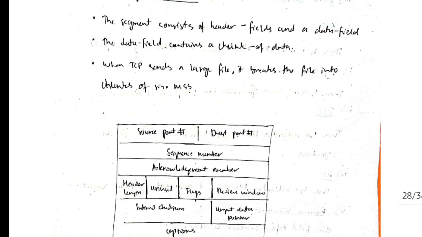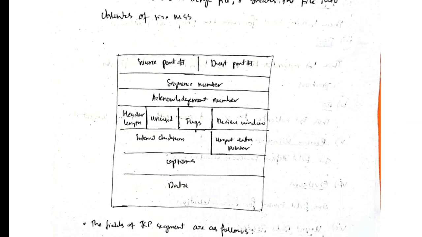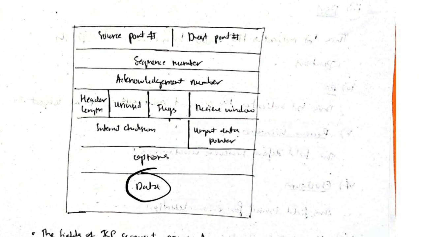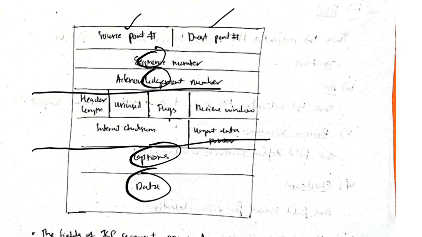Okay, so here, as in the previous one, like in UDP also, this is the same thing. The data is being sent from the source to the destination, and we are using two things to make it more reliable data transfer: sequence number and acknowledgement number. And here you have options also.